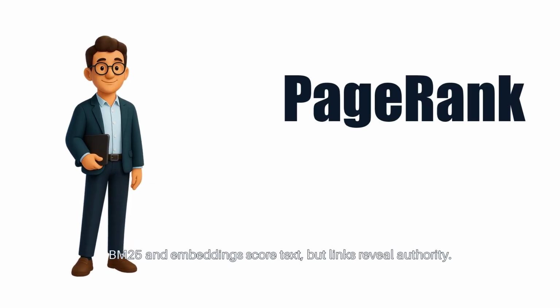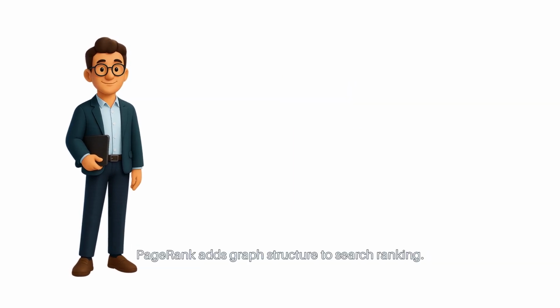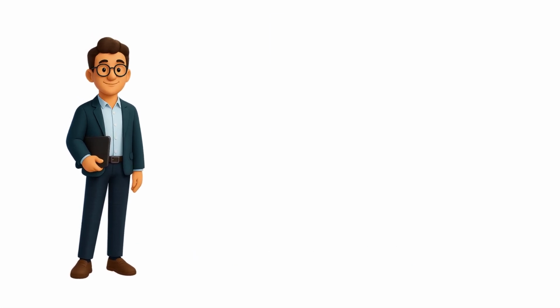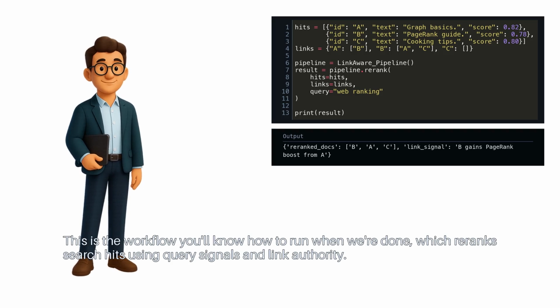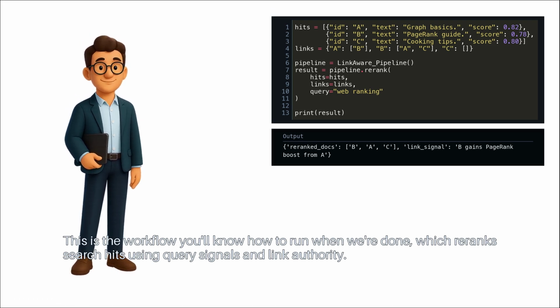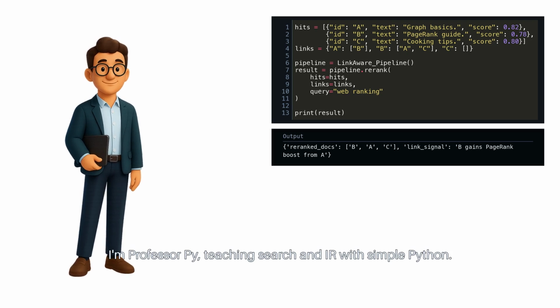BM25 and embedding score text, but links reveal authority. PageRank adds graph structure to search ranking. This is the workflow you'll know how to run when we're done, which re-ranks search hits using query signals and link authority. I'm Professor Pine, teaching search and IR with simple Python.